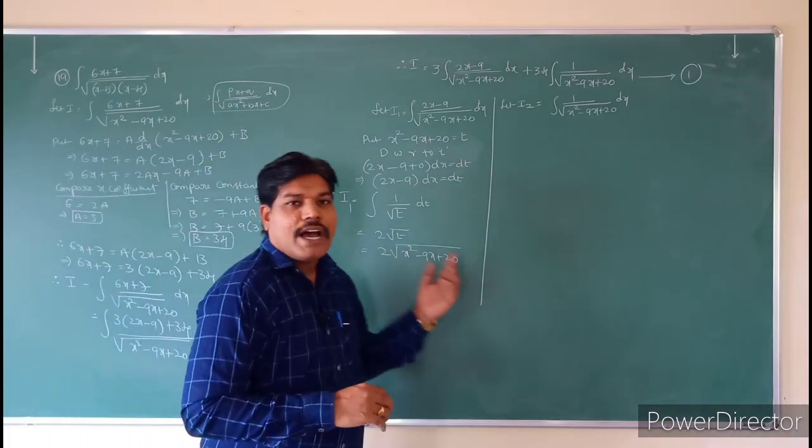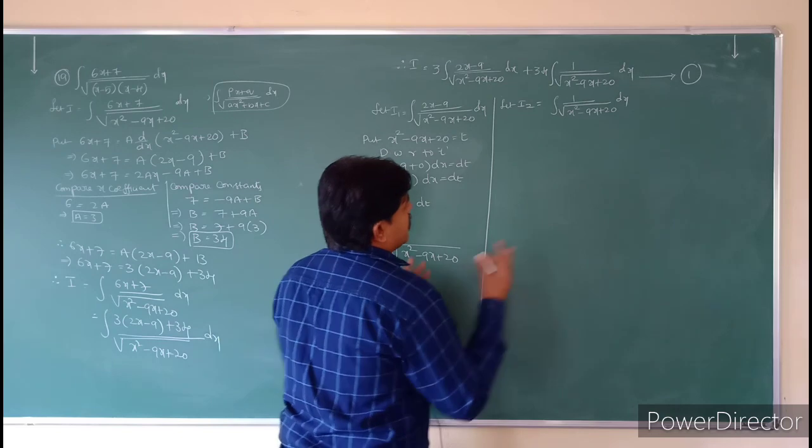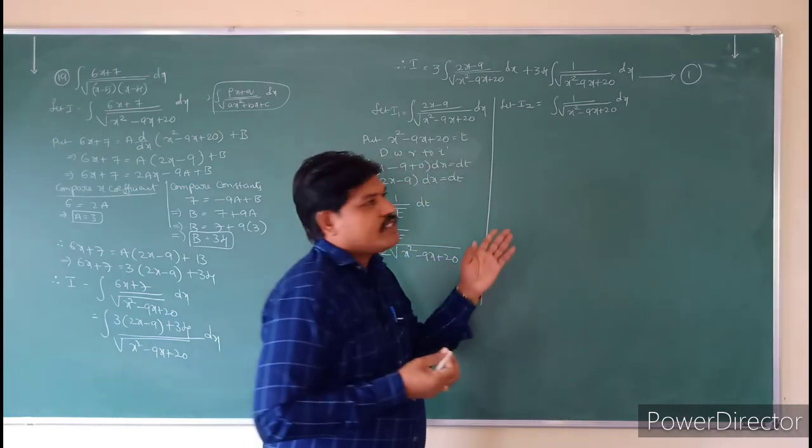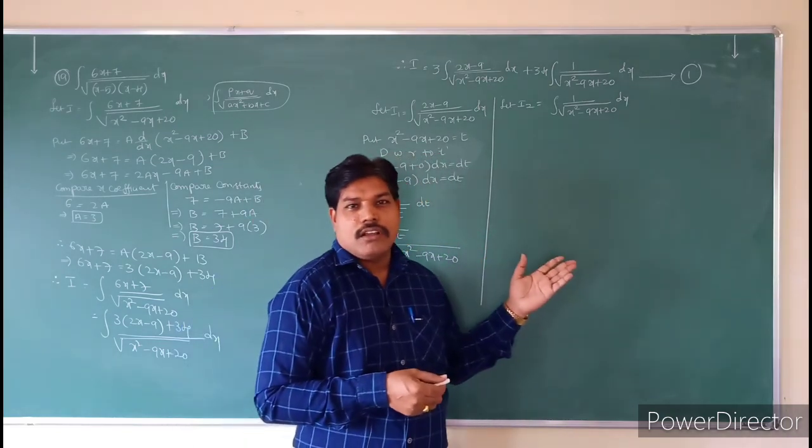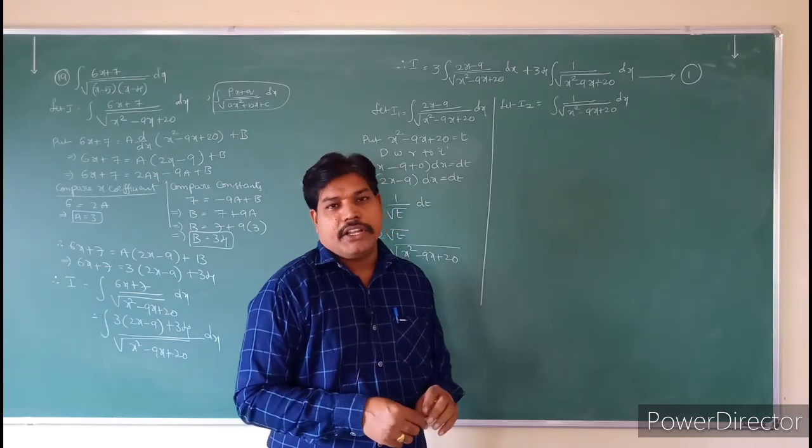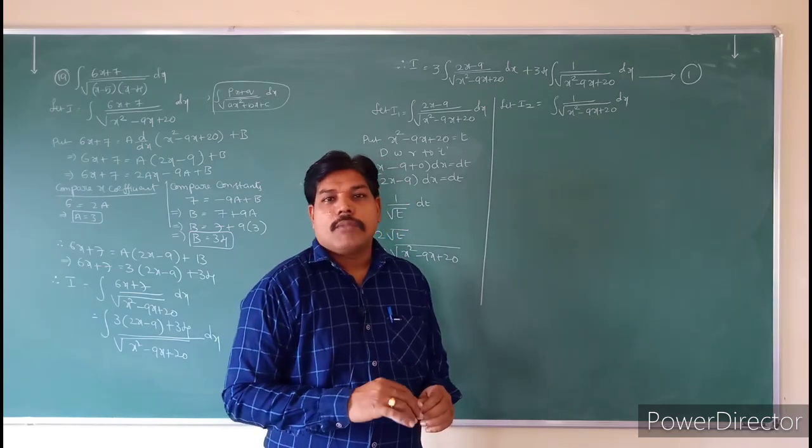Okay, so see the I2 value. What is I2? It is important. This is one more model. What is the model number? Model 8: the integral of 1 by root of ax square plus bx plus c.